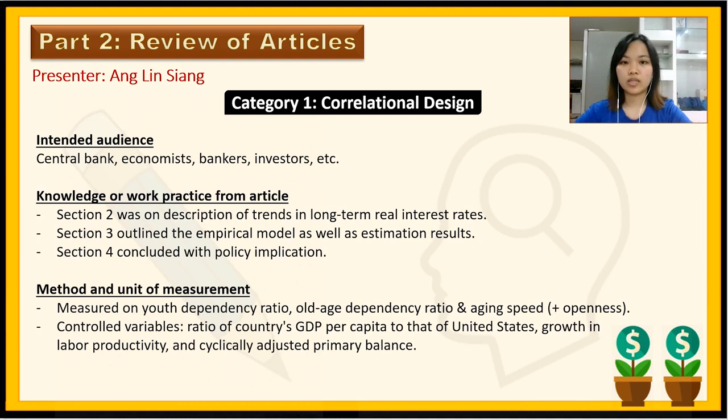The work practice from this article is that the authors have separated their article into a few sections. First, introduction. Second was a description of trends in long-term real interest rate. Section 3 outlined the empirical model as well as estimation results. And Section 4 concluded with policy implications. The method and unit of measurement used in this article is the authors' measure of the youth dependency ratio, old-age dependency ratio, and aging speed, including economic openness. There are also control variables. With all these variables, the authors identified the effect on the dependent variable of the study, that is the 10-year real interest rate.